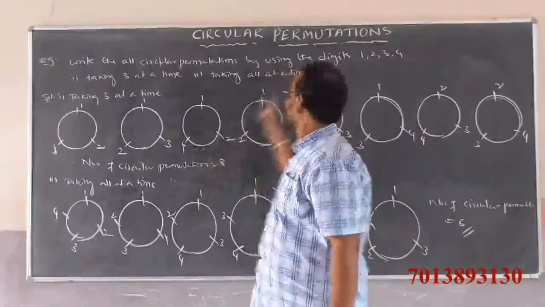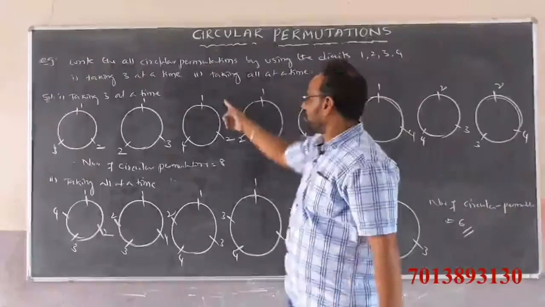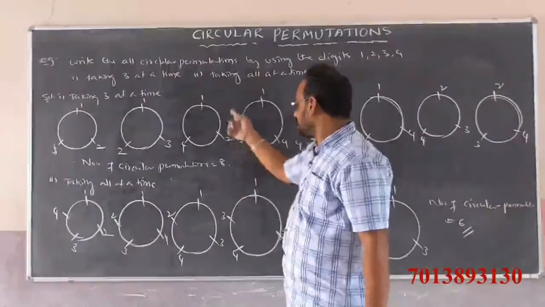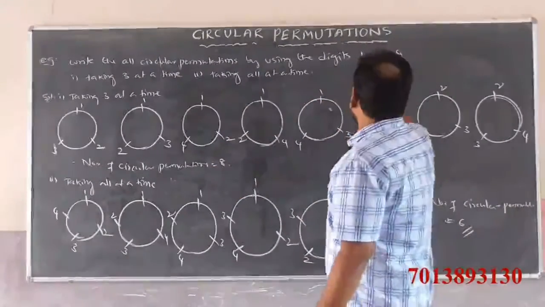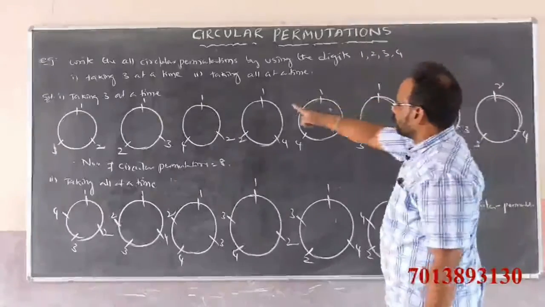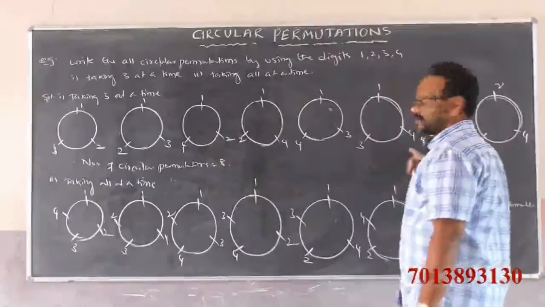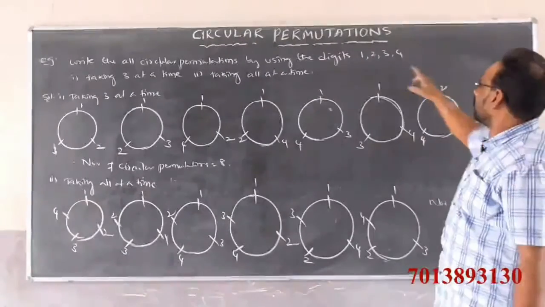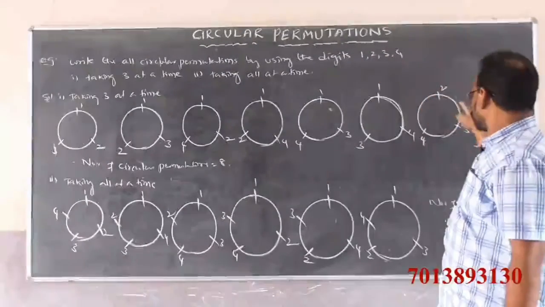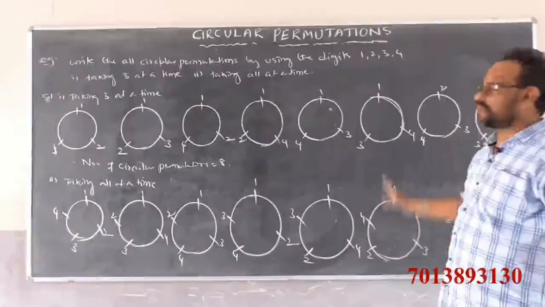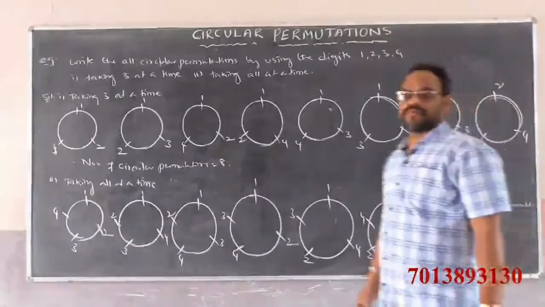Take the digits 1, 2, 4. This is the clockwise direction; anti-clockwise is 1, 2, 4. Take another 2, that is 1, 3, 4. Anti-clockwise is 1, 3, 4. And take another 3 digits, 2, 3, 4 and 2, 4. This way, we get 8 circular permutations.